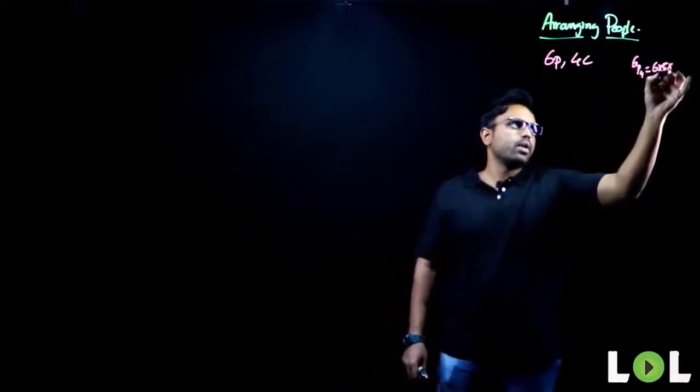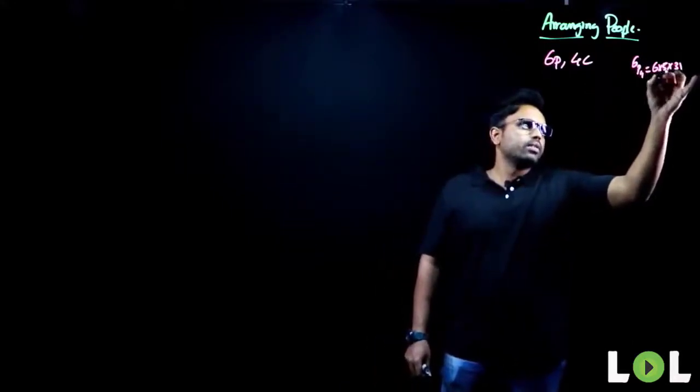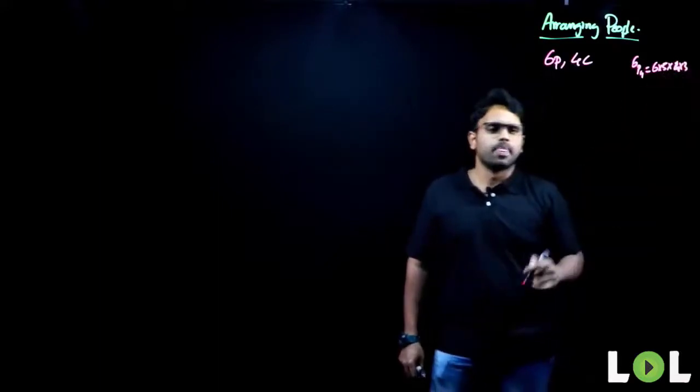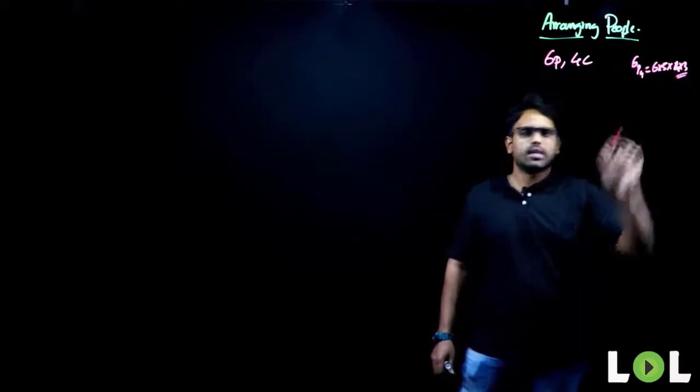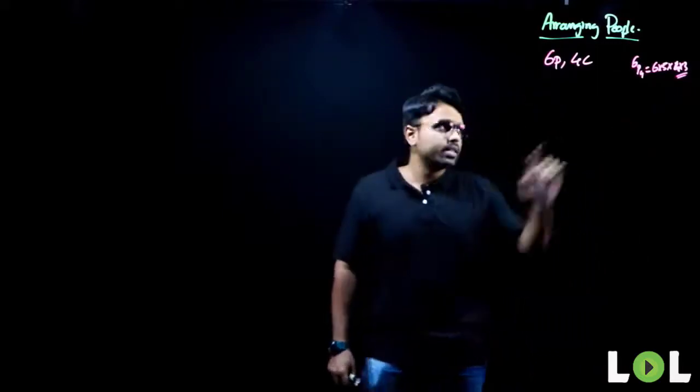What are we used to doing? Whenever the question says in how many different ways 6 people can be arranged in 4 chairs, we write nPr. nPr is 6P4. 6P4 is nothing but 6 into 5 into 4 into 3, because I'll have 6 minus 4, that is 2 factorial, which I've eliminated. I've written the answer directly by the formula. Yes, this is what we do.